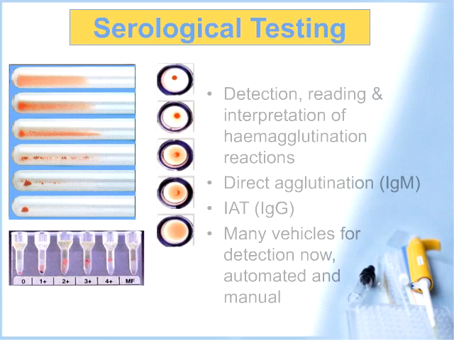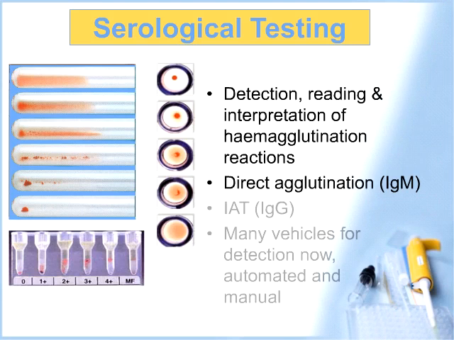When we're talking about serological testing, the basis of this testing is detection, reading, and interpretation of hemagglutination. This can be in a direct test, which is often for IgM antibodies, or in an indirect way, such as the indirect antiglobulin test, which is the gold standard, really, and that's for the IgG antibodies. But there are other things as well, like ELISAs. There are now many vehicles for detection, and they come in automated and manual forms. I'm not going to be specifying a specific IAT method, but at the IBJRL for our complex cases, our routine method is a LISS tube technique.